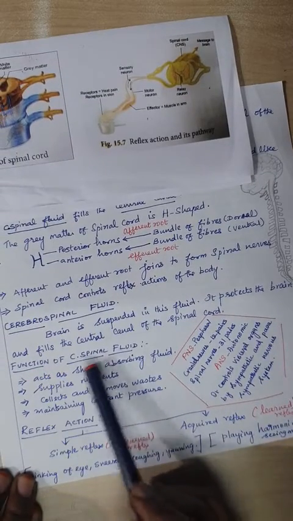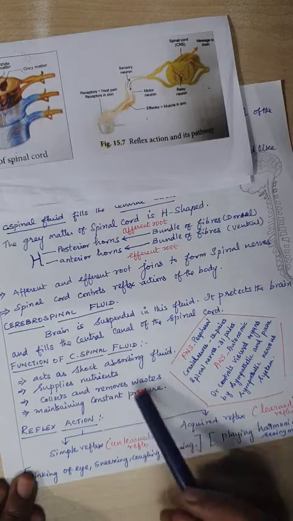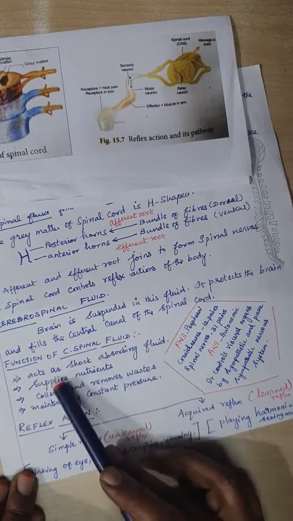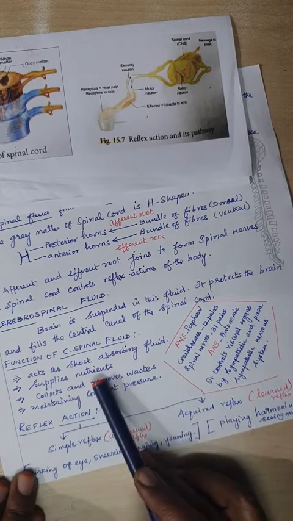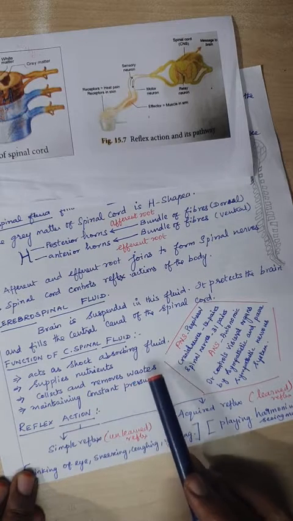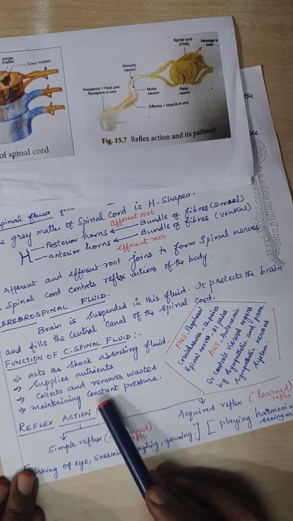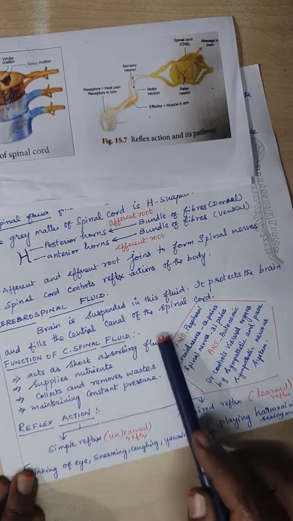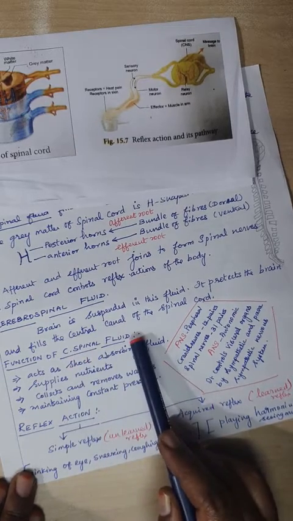What is the function of this cerebrospinal fluid? We'll get 2 mark questions from this. The cerebrospinal fluid acts as a shock absorbing fluid. It supplies nutrients to the brain. It collects and removes the wastes from the brain. And it maintains the constant pressure of the brain. Okay, all the 4 points are important and these are the functions of cerebrospinal fluid.